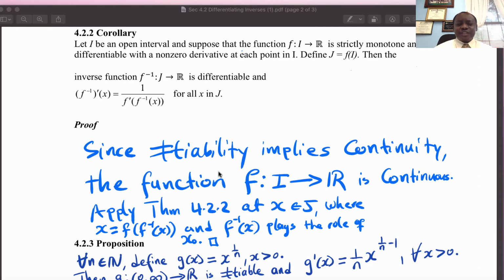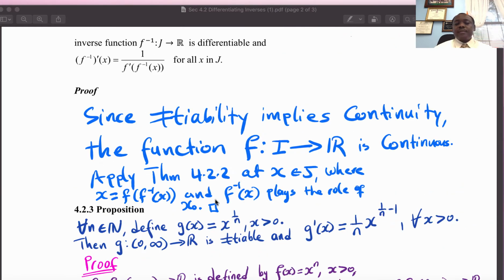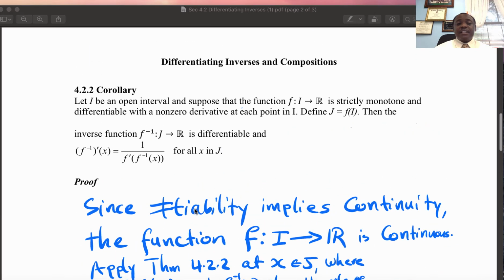Proof. Since differentiability implies continuity, the function f from I to R is continuous. Now apply Theorem 4.2.1, this theorem right here, 4.2.1, at x in J, where x is given as f of f inverse of x. Recall that this is just going to be x. And f inverse of x plays the role of x naught. So plug that in, and we have the intended equation. End of proof. I would leave the fine details of the proof as a simple exercise for serious students.